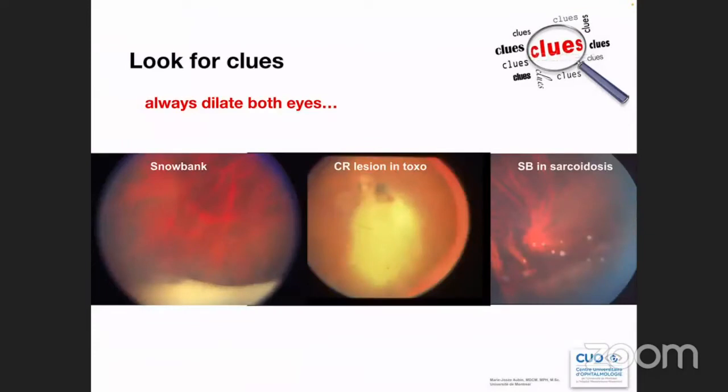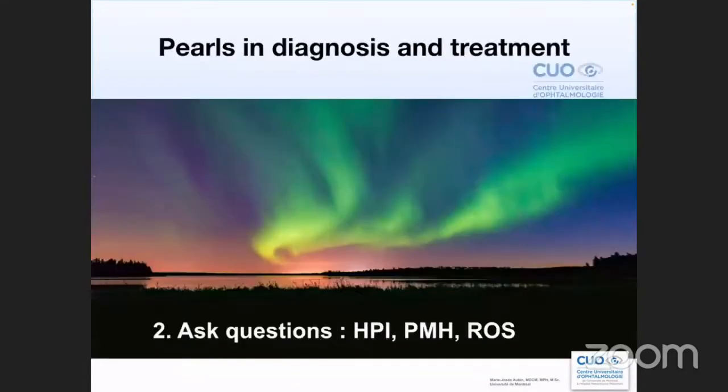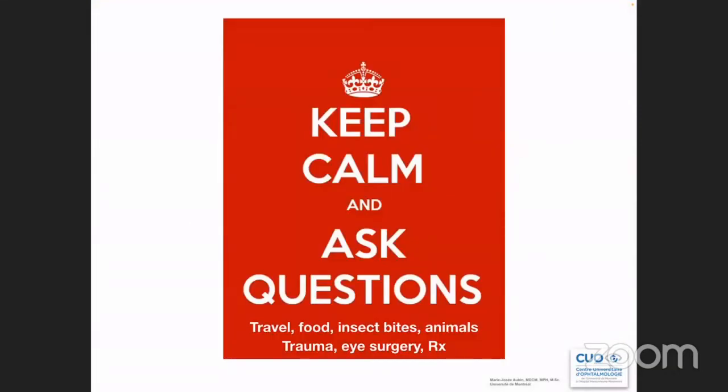And always dilate both eyes. With dilating the eye, you'll find not anterior uveitis, but suddenly you have intermediate, posterior, or panuveitis. If you see chorioretinal lesion, snowbanking, snowballs. So if you still feel overwhelmed, go back to your patient, ask questions, go back to the past history, the history of presentation, the initial presentation, review of symptoms, and ask for trauma, food, surgery, medication.